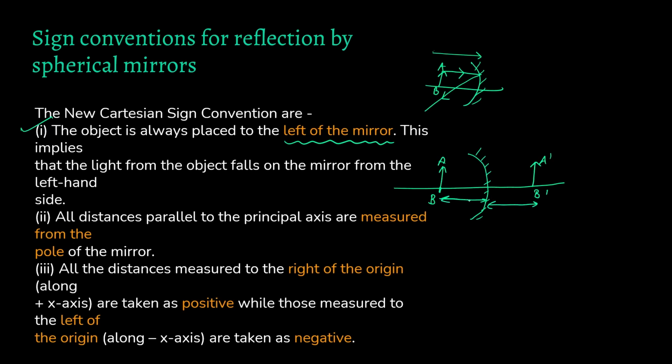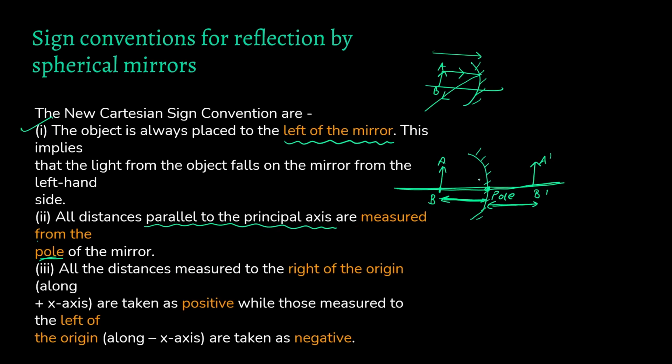Can you see this line? Which line is this line and this line parallel to? It's parallel to our principal axis, right? That is why it says all distances parallel to the principal axis are measured from the pole of the mirror. As I told you, the pole is like the 0, so all distances are measured from the pole. The pole is 0, and then to the right side positive and to the left side negative.